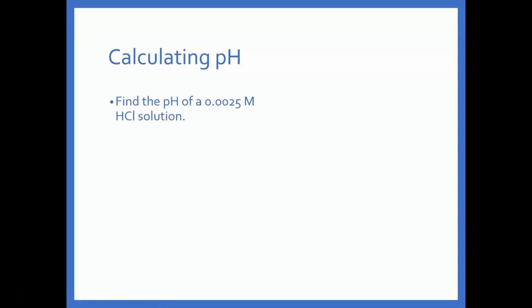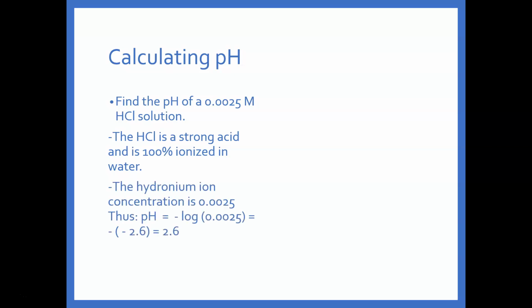So let's do some practice problems. You are asked to find the pH of 0.0025 moles of hydrochloric acid solution. So we know that HCl is a strong acid and is 100% ionized in water, as we already learned about. So therefore, we know that the hydronium concentration is 0.0025. So we are going to take the pH equals the negative log of 0.0025, and that's going to work out in our calculator to 2.6. Once again, no units because pH doesn't have units.